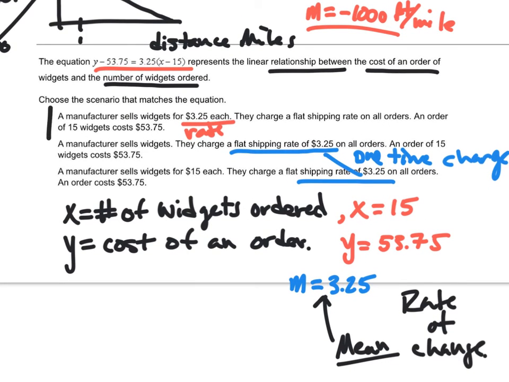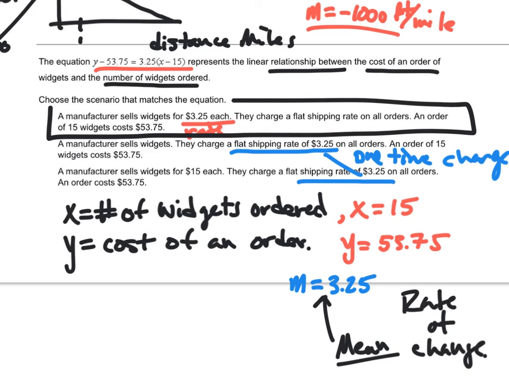This is the answer, because it does tell us that an order of 15 widgets, so the number of widgets ordered, costs $53.75. But the thing that distinguishes this one from these two is that they have this flat shipping rate. A flat shipping rate is a one-time charge. A rate of change is something that happens over a period of time. There's more than one charge usually.